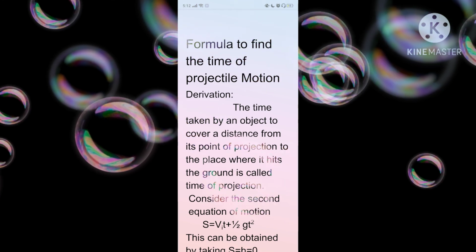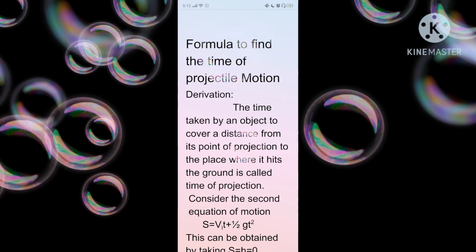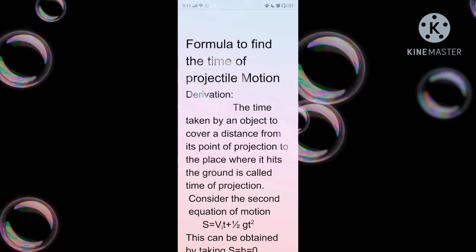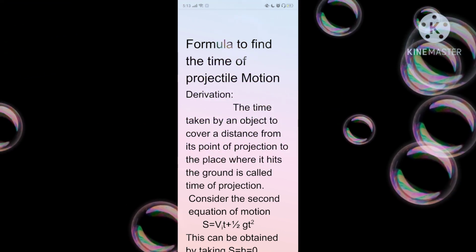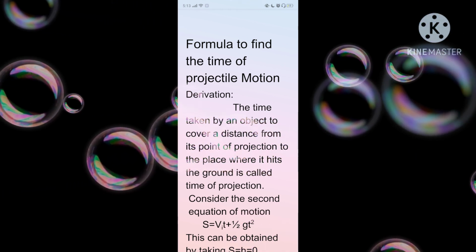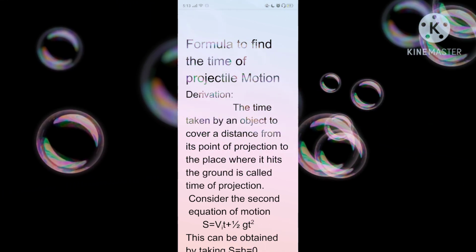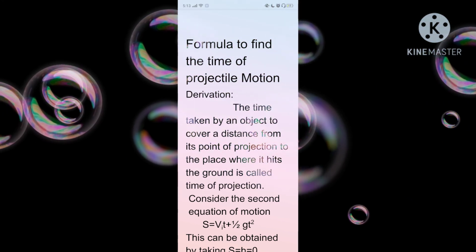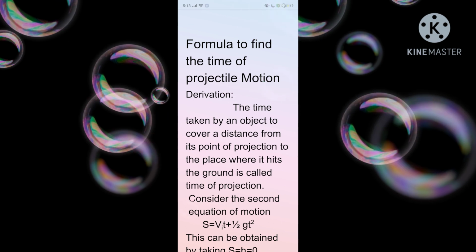The time taken by an object to cover a distance from its point of projection, or you can say the point from where a certain body is projected, to the place where it hits the ground, or you can say its target, is called time of projection. In other words, you can also say that the time taken by an object to cover a distance between these two points is called the time of projection.